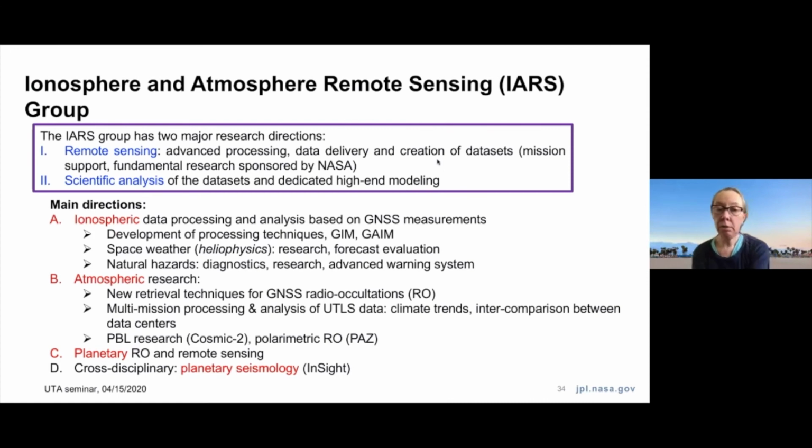We also work on planetary radio occultations naturally. What we do for Earth can be extended to the planets, and remote sensing for Venus and Mars capabilities. We have some ideas about that, and we're working on that, since JPL is a planetary lab. We also have several cross-disciplinary efforts, including planetary seismology. One of my group members is the system engineer on the InSight mission, and he built a seismometer that is on Mars right now. So we're very proud of that. He was part of the big team on that.